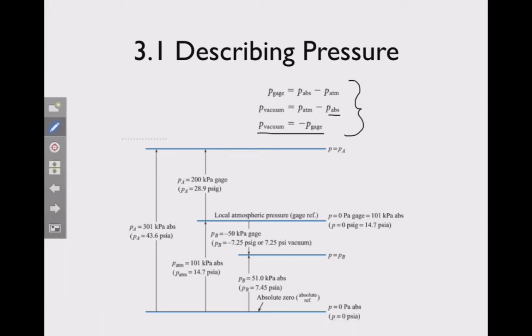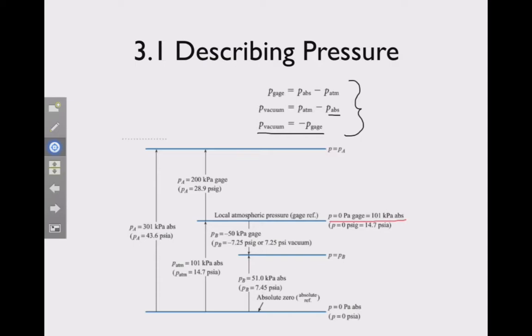We can see that the atmospheric pressure on this set of pressures is right here. It's actually 101 kilopascals. If we went out with a barometer on that day and made a measurement at this location, we would get 101 kilopascals. And that is defined as the atmospheric pressure. So the absolute pressure minus the atmospheric pressure is going to be 0. So the gauge pressure at that local atmospheric pressure is 0.